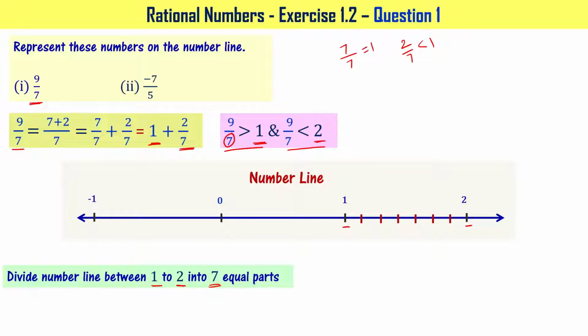parts. Let's do that. Now, if I say that 1 is equal to 7 by 7, now this particular marking is going to be 8 by 7, right? The next marking is 9 by 7. The next marks are 10 by 7, 11 by 7, 12 by 7, 13 by 7, and 14 by 7. You observe here 7 by 7 is 1 and 14 by 7 is 2, right? By doing this, we could represent 9 by 7 on the number line. You see, this particular point is representing 9 by 7, right?